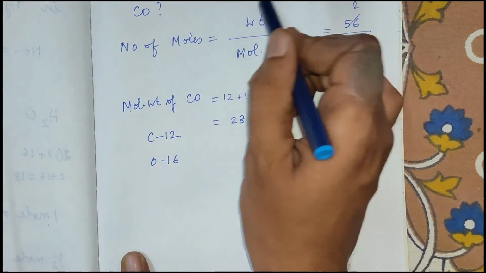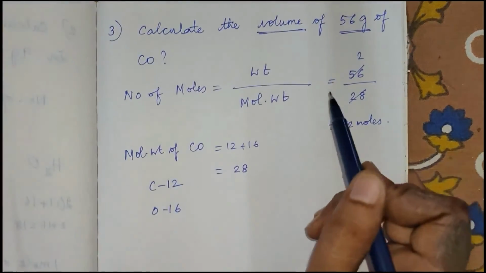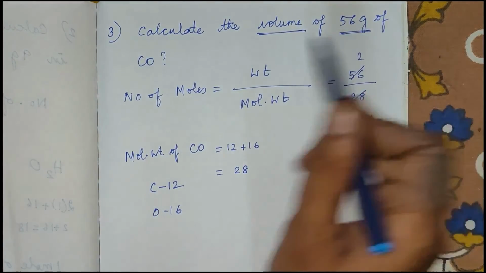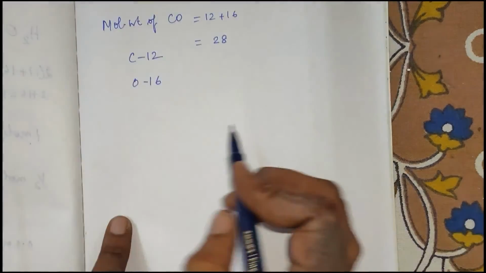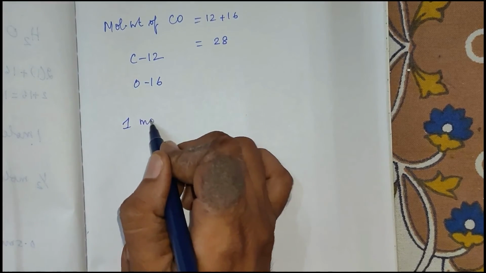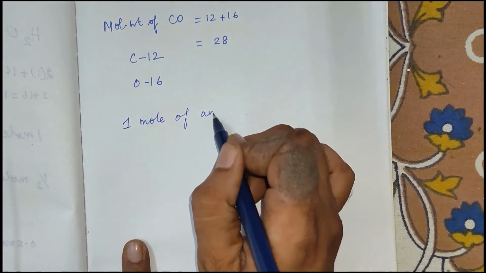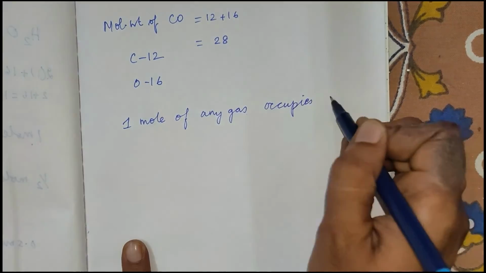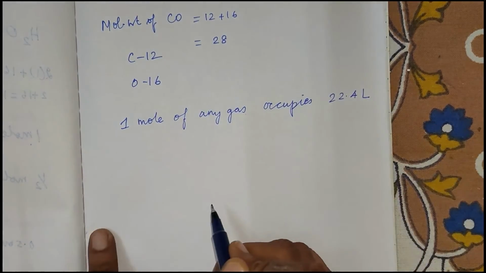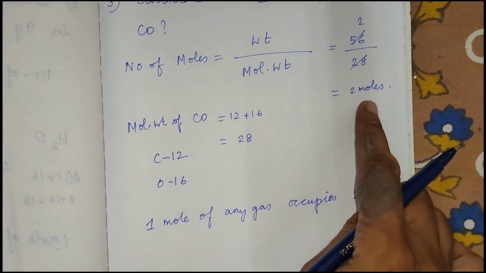They are asking for the volume in liters. They are asking for the volume of 56 grams of carbon monoxide in liters. So 1 mole of any gas occupies 22.4 liters. Here you are having 2 moles, right?